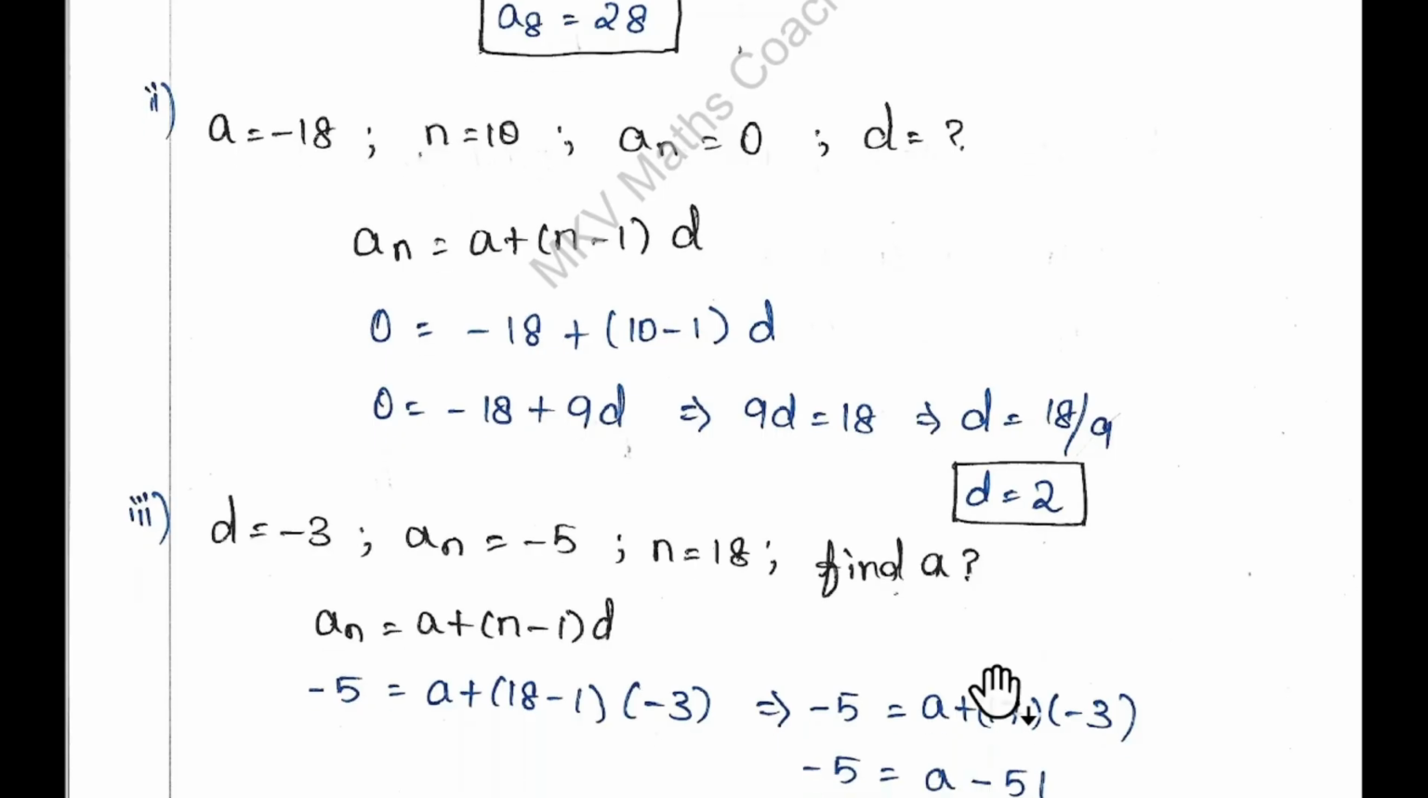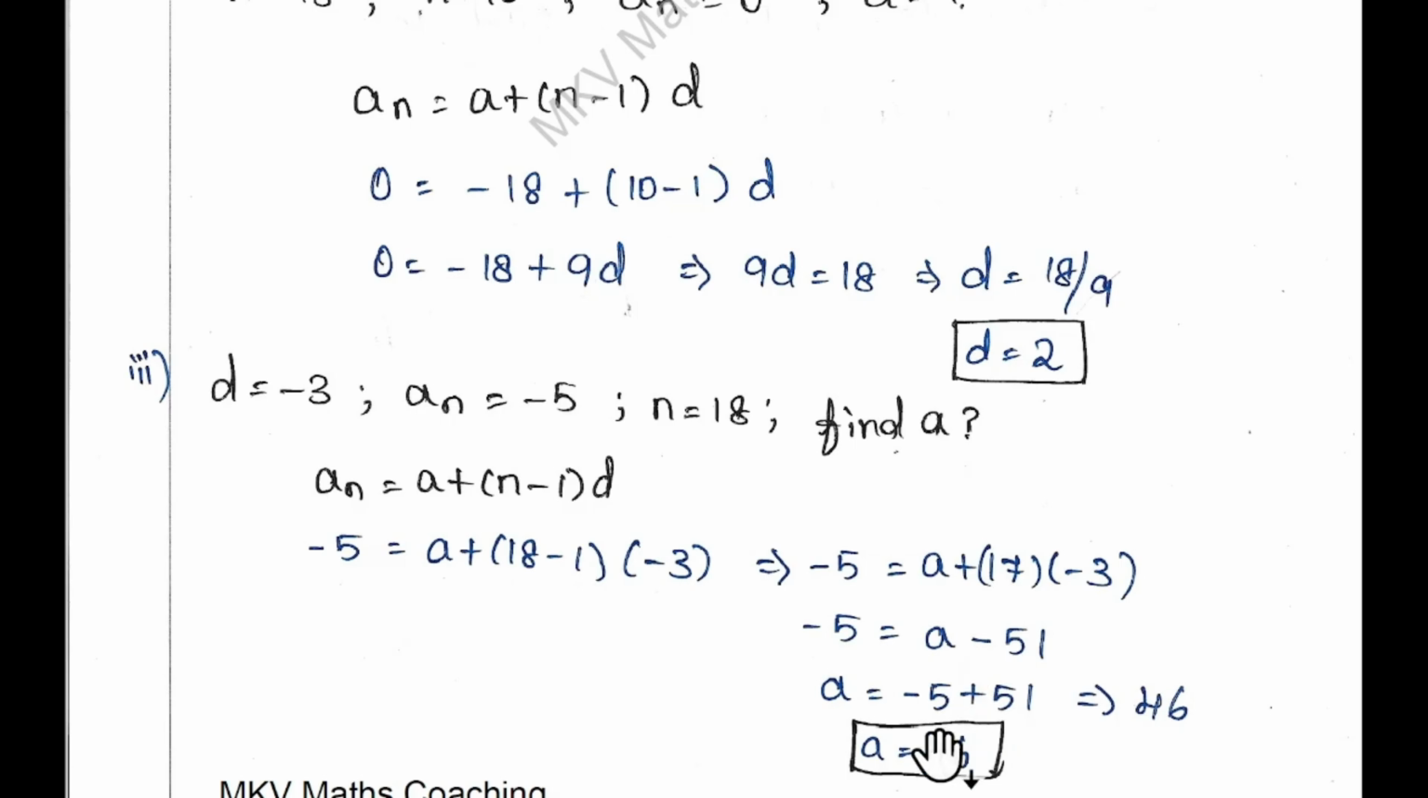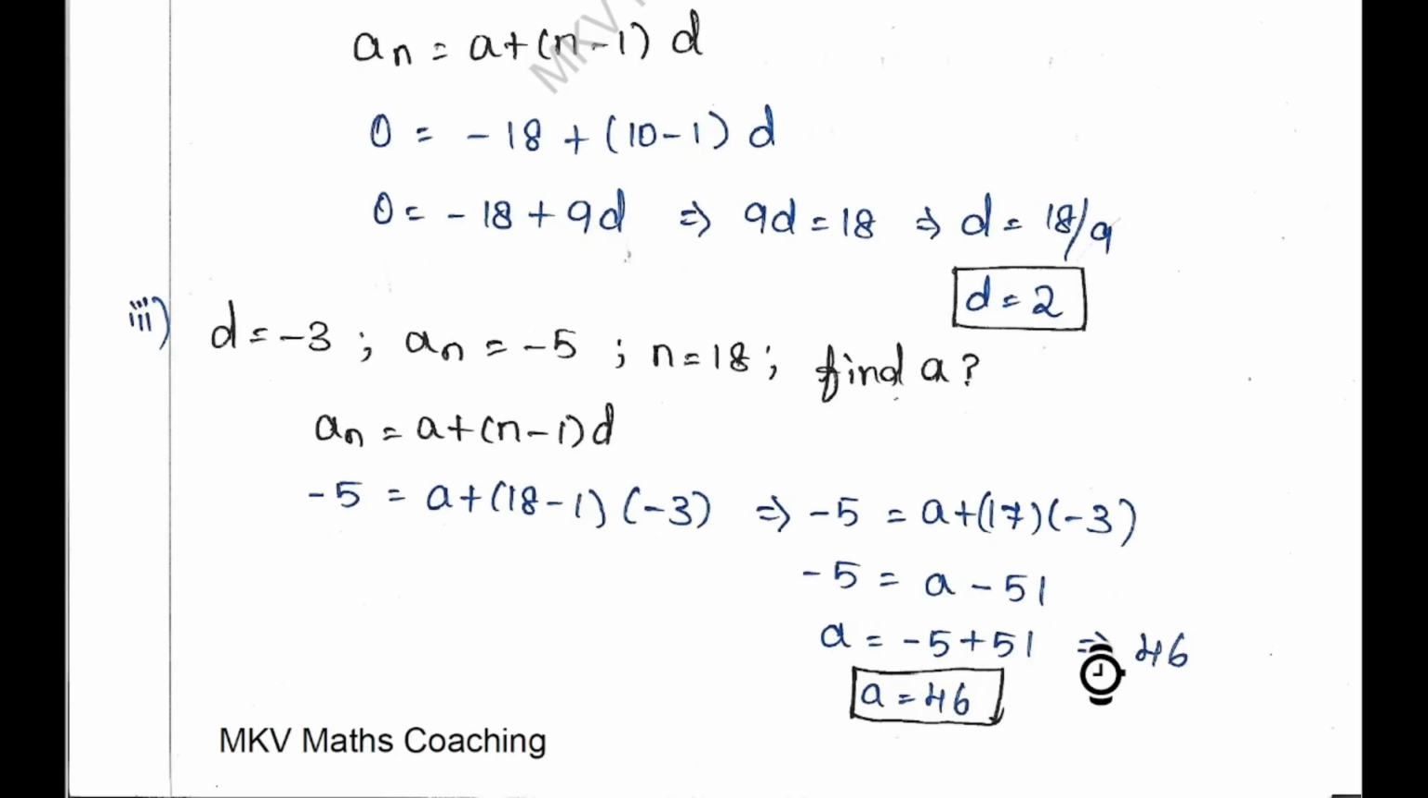For the third question, d is given as minus 3, an is minus 5 and n is 18. You need to find the value of a. So just substitute the same way. You just have to use the an formula, which is a plus (n minus 1) into d, and whatever known values they have given, just substitute in this formula and get the unknown value. So minus 5 is equal to a plus 17 into minus 3, right? So just multiply it and a is equal to 46 here.